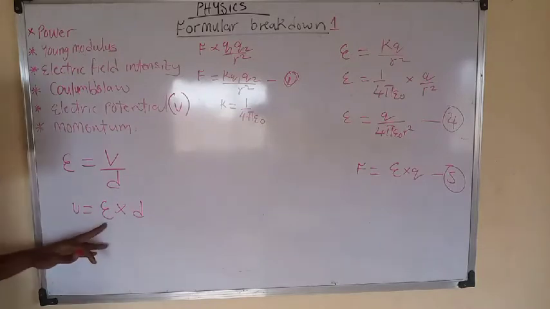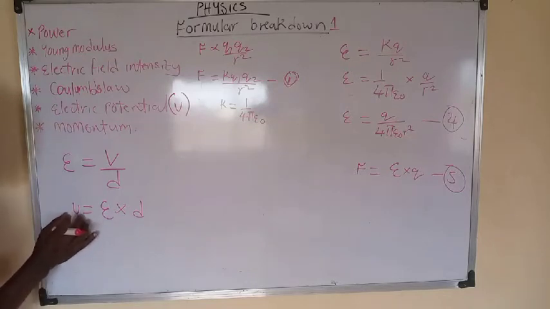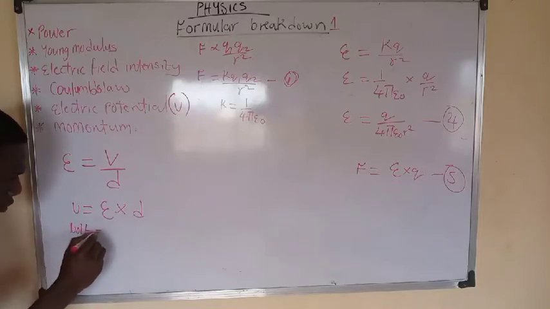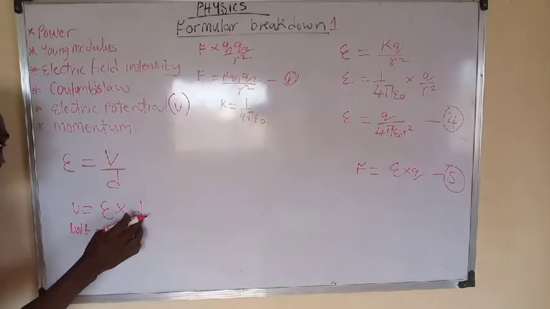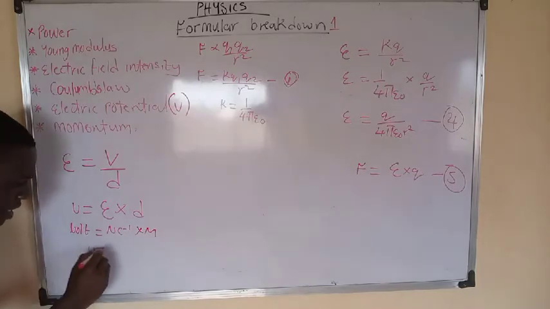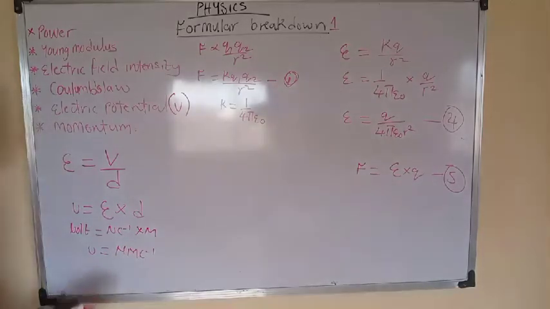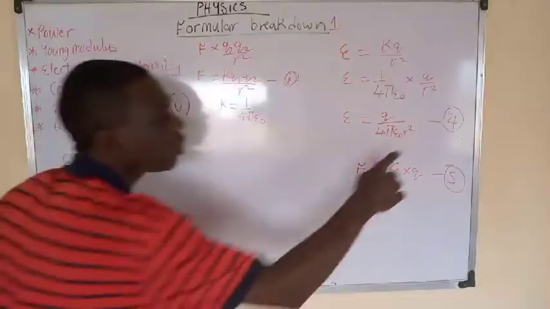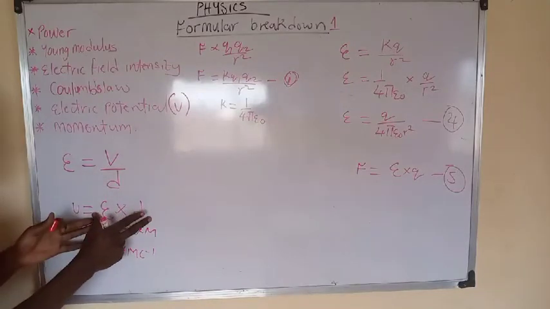Now, based on this, electric potential is measured in volts. That means 1 volt equals electric field intensity, which is measured in newton per coulomb, times distance, which is measured in meters. So the unit of measuring our V is newton meter per coulomb.